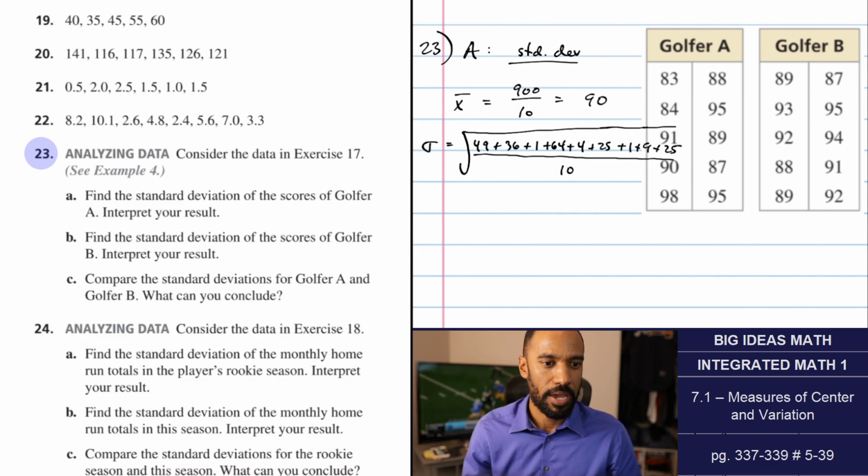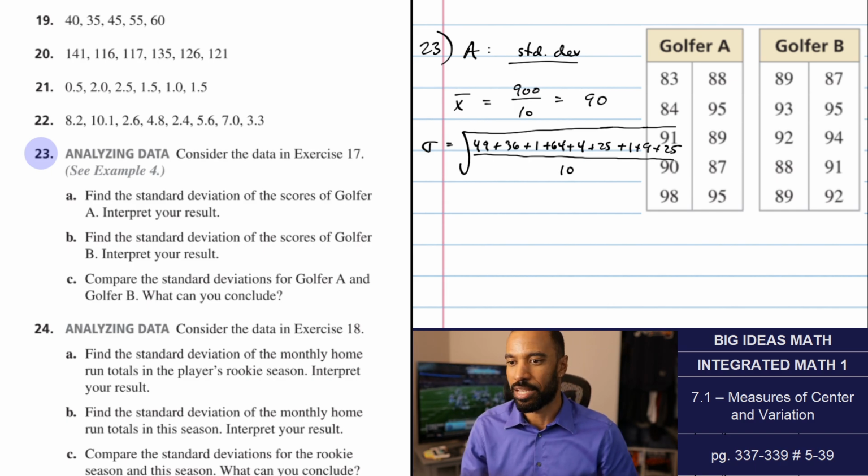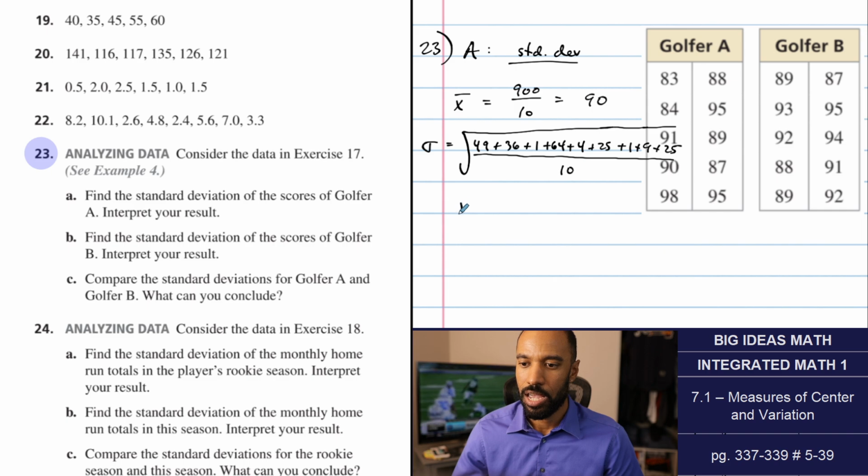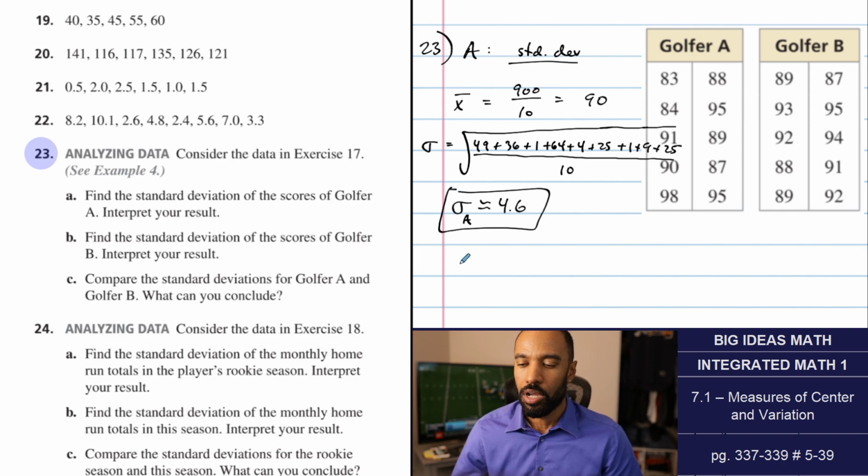Okay, divide those by 10. I get 21.4. Take the square root of that. Somewhere between 4 and 5. 4.6. So my standard deviation here is around 4.6 for golfer A.